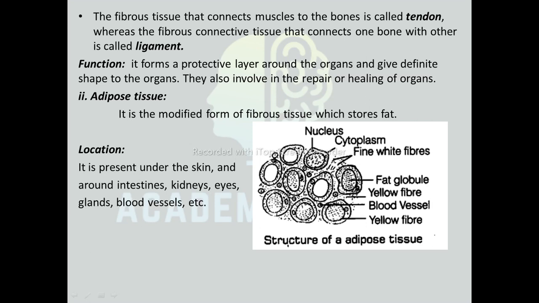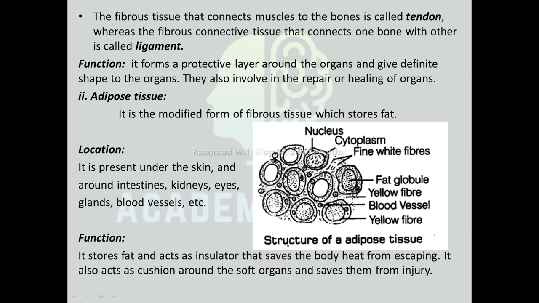Location: it is present on the skin and around the intestine, kidney, eyes, glands, blood vessels, etc. Function: it stores fats and acts as insulator that saves the body heating from escaping. It also acts as a cushion around the soft organs and saves them from injury.